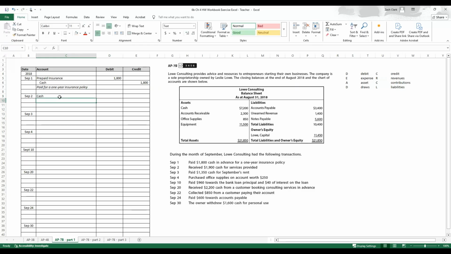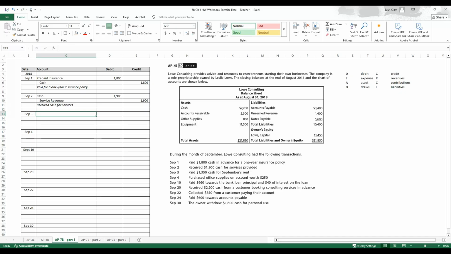So we have cash and revenues and 1,900, and we'll say received cash for services.